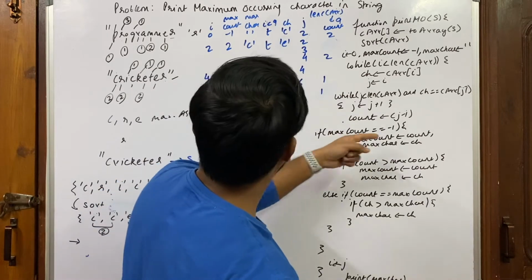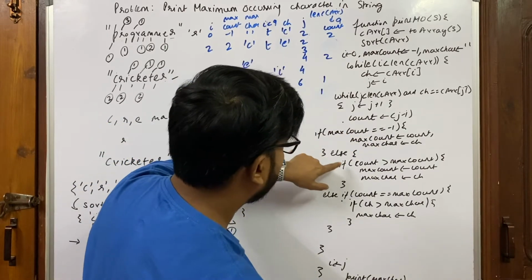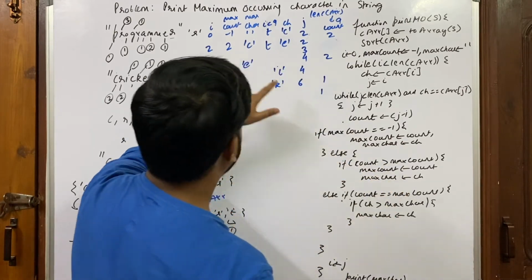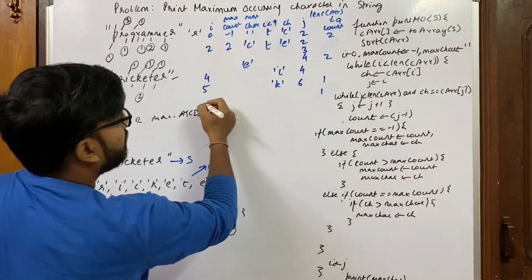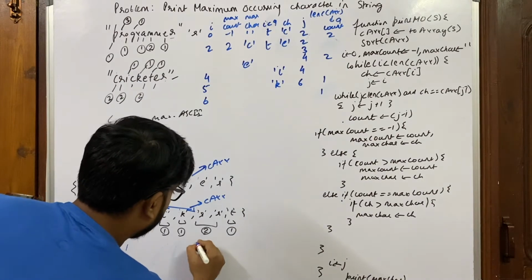Okay, max count is -1 is false, max count is 2. Okay, you come in the else part. Count is greater than max count? 1 is not greater than 2, false. Count is equal to max count? False, 1 is not equal to 2. Okay, so you set i equal to j, i becomes 6. So i now points here.